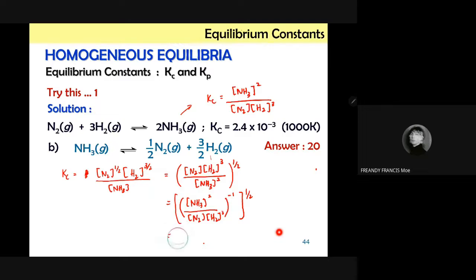Sama dengan kita masukkan nilai dia, 2.4 kali 10^-3 to the power of -1 to the power of 1/2. Dan kita akan dapat nilai dia 20. Okay, kita akan dapat nilai dia 20. 2.4 kali 10^-3. 20.41. You should get 20.41. Ataupun 20 lah jawapannya. So that would be the final answer.